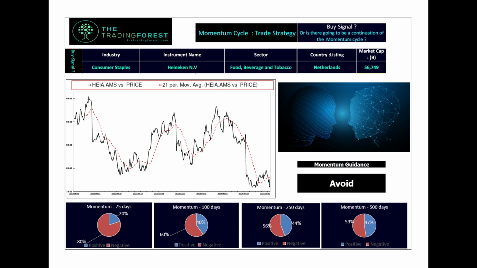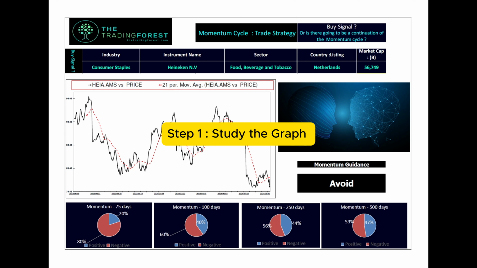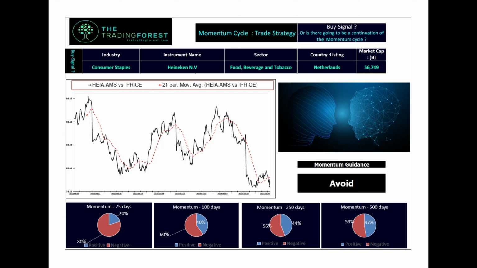Analyzing the variables. Point of departure. We will focus on Heineken N.V., a European-listed stock in the food, beverage, and tobacco sector. Step 1. Study the graph. Get a feel for the trend and ask yourself, what is the likelihood of a price correction? But more importantly, try to understand why the market has allowed the instrument to reach its current levels.